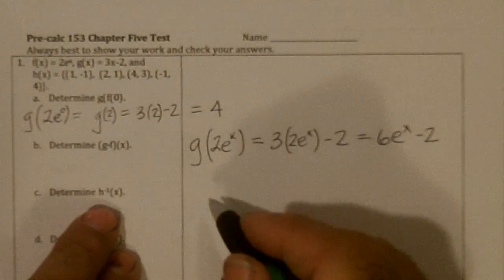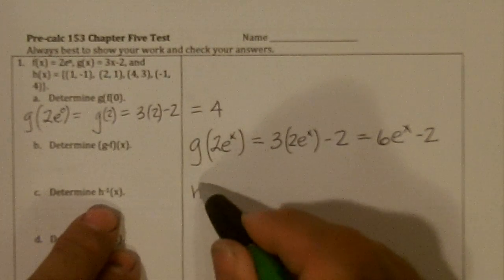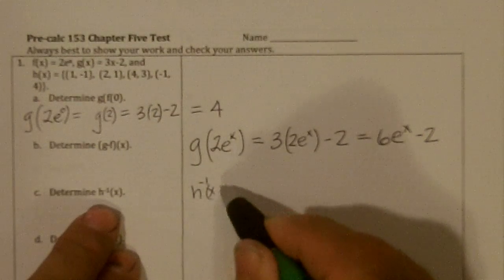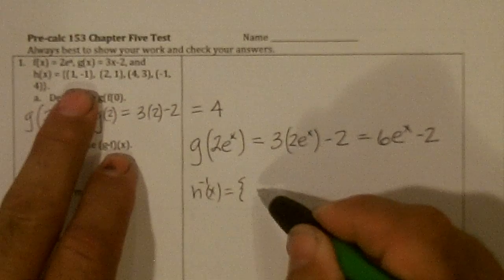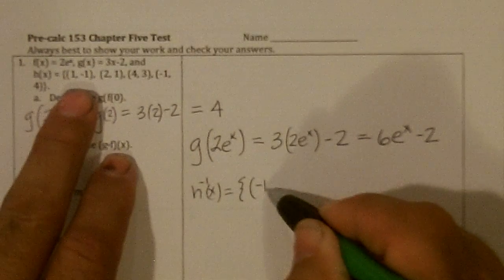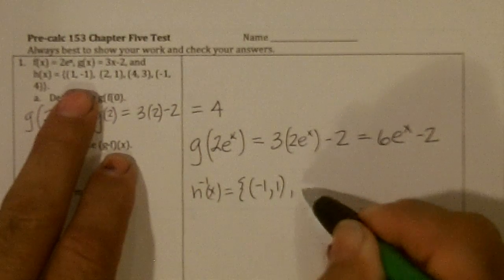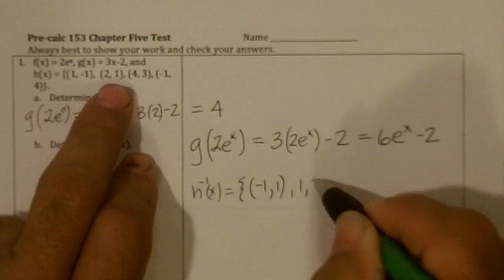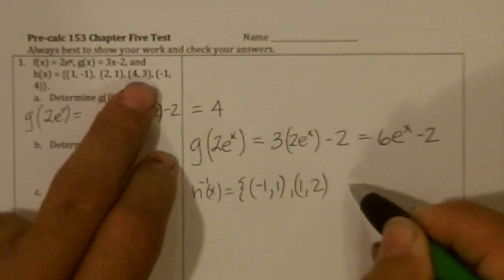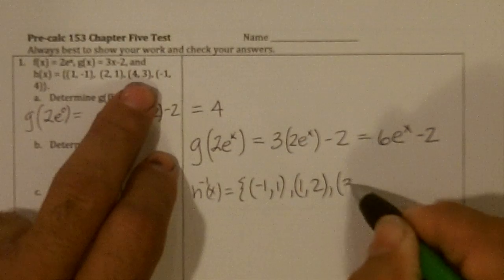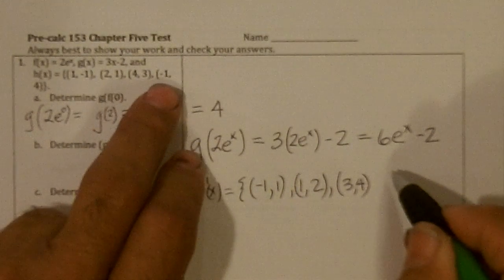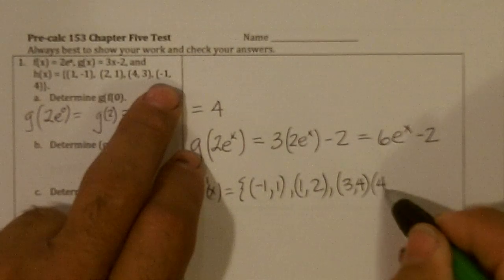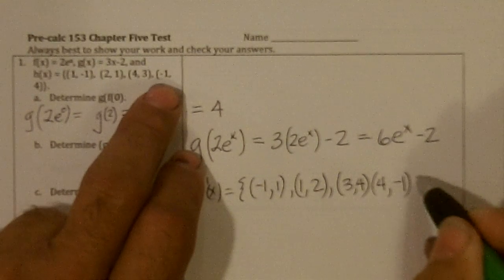H inverse. H inverse of x is the points reversed. So it'd be negative 1, 1; 1, 2; 3, 4; and 4, negative 1.